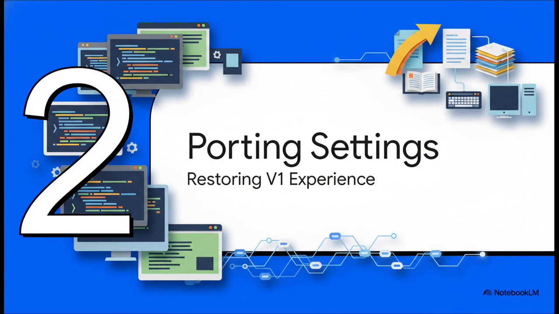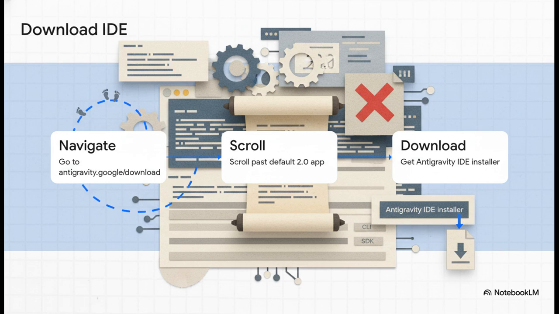Moving right along to porting settings to the new IDE and restoring that V1 experience. If you want your original, robust setup back, here is exactly how to bypass that 2.0 desktop app and restore your old, reliable environment. First, you kind of have to go out of your way to find the specific installer, because they certainly didn't put it front and center. You need to navigate to antigravity.google/download. Once you're there, whatever you do, do not click the giant default 2.0 button right at the top.